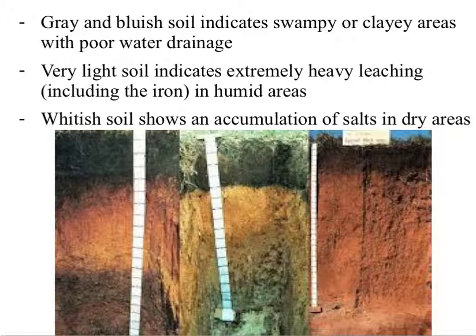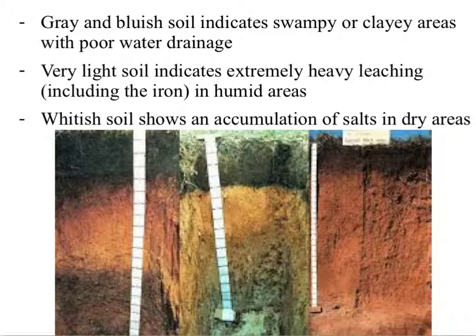When you see gray or bluish soil, you're probably somewhere like a swamp, somewhere where there's a lot of clay. And if you remember, clay is the smallest type of soil particle. And so when you have really, really small particles, they stop water from draining through. They adhere to the water, these clay particles.